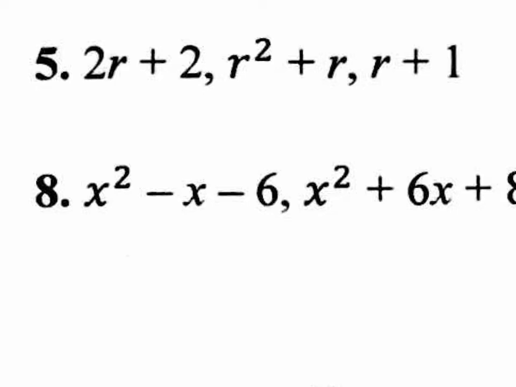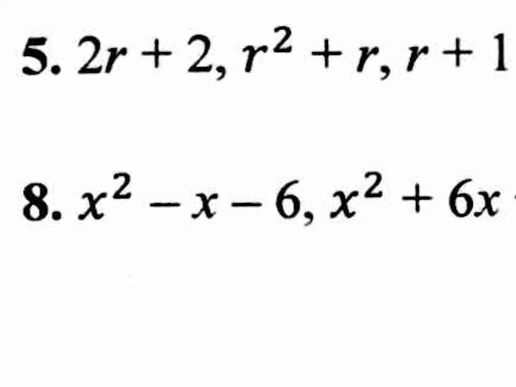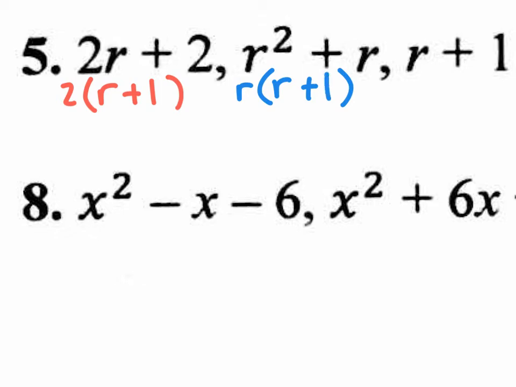Okay? So in the first group, what could I factor out of the 2r plus 2? 2. And if I pull out a 2, what will I have left? R plus 1. Okay? Now let's go to the next one. What could I factor out of this binomial right here? An r. And if I factor out an r, what's left? R plus 1. And in the last one, I can't really do anything, so I'm just going to leave it the way it is. But I'm going to put it in parentheses, since I see r plus 1 and all the other ones in parentheses.